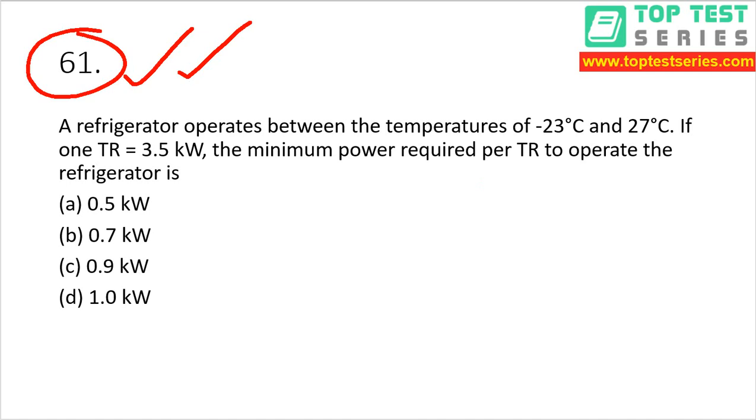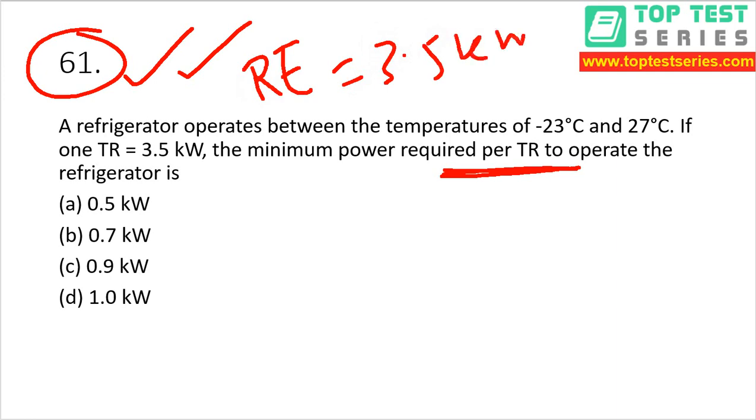In this question it is saying a refrigerator operates between temperatures of minus 23 degrees centigrade and 27 degrees centigrade. If 1 TR is equal to 3.5 kilowatt, find the minimum power required per TR to operate the refrigerator. Just focus here, per TR. That means it is talking about refrigeration effect equal to 3.5 kilowatt, and we have to find out work input, which is power input in this question.